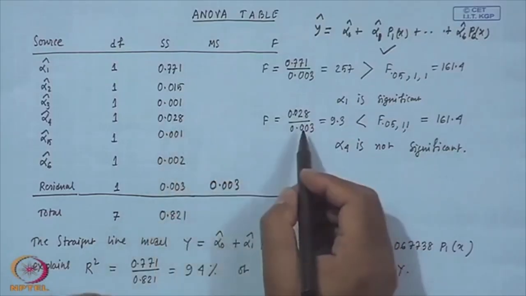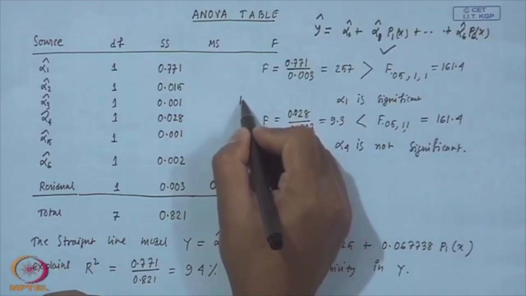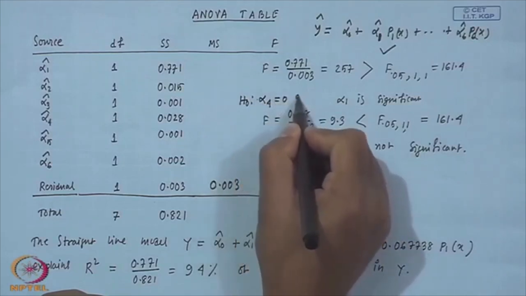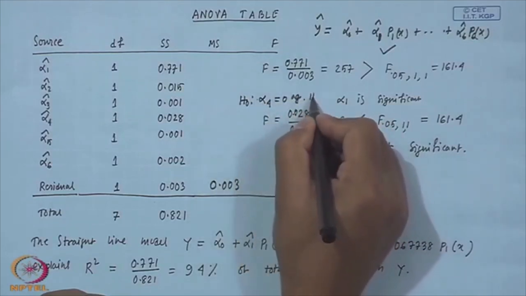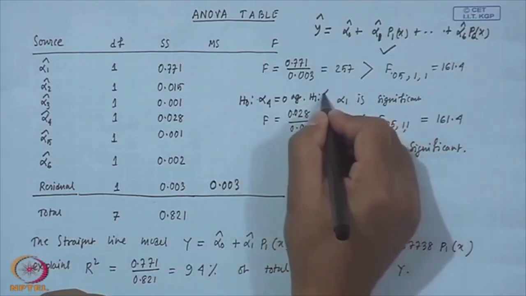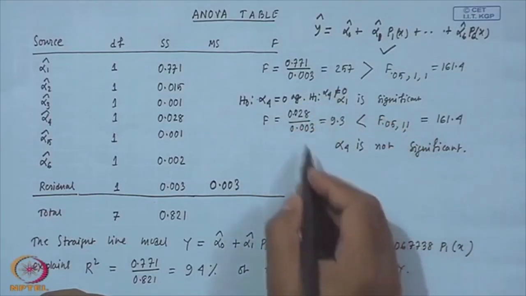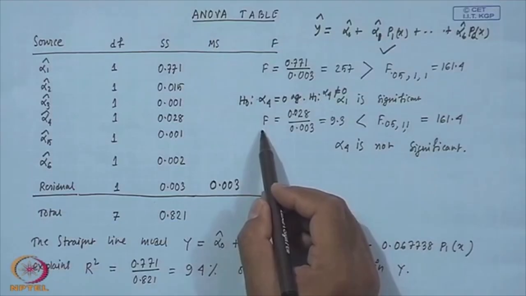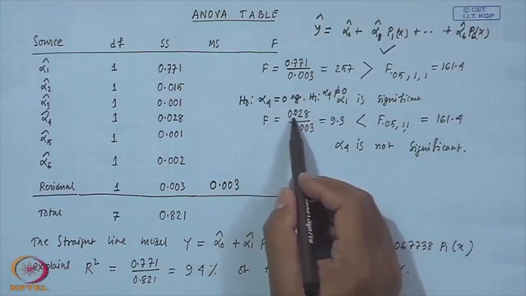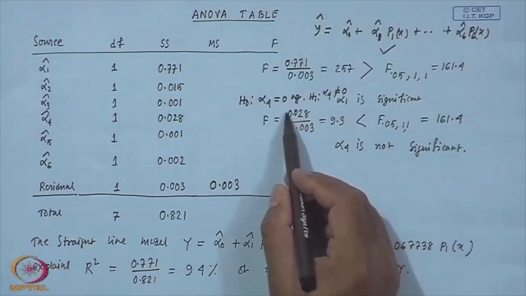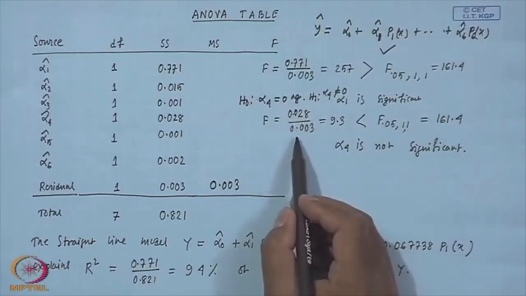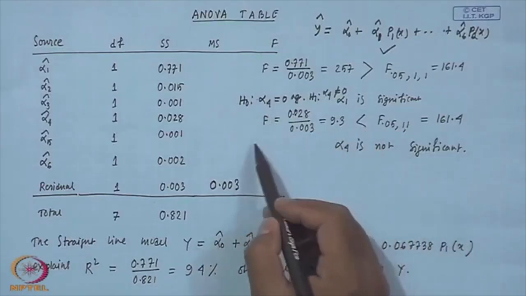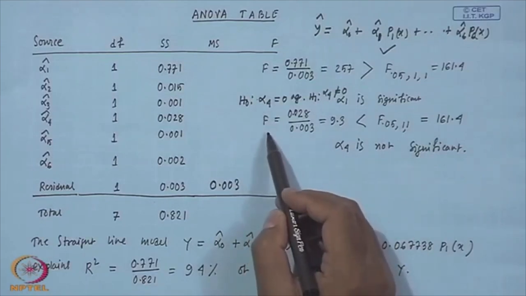So, that can be tested. What I am testing is the hypothesis H naught that alpha 4 is equal to 0 against the alternative hypothesis H 1 that alpha 4 is not equal to 0. To test this hypothesis I will use this F statistic. F is MS regression, which is 0.028, divided by MS residual, which is 9.3, and this F has degree of freedom 1.